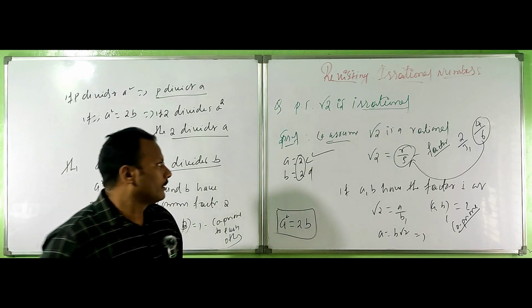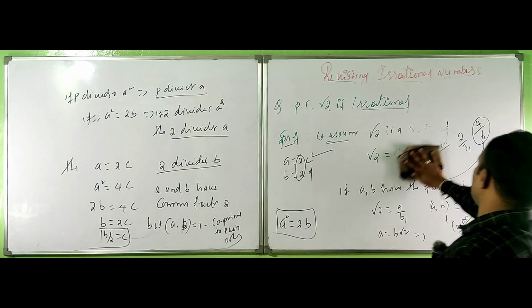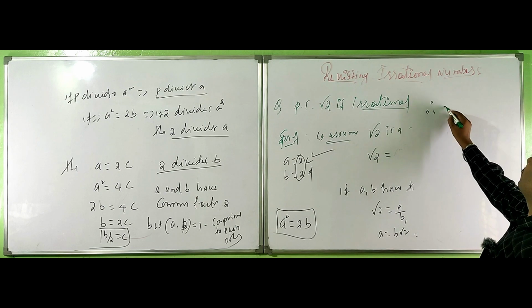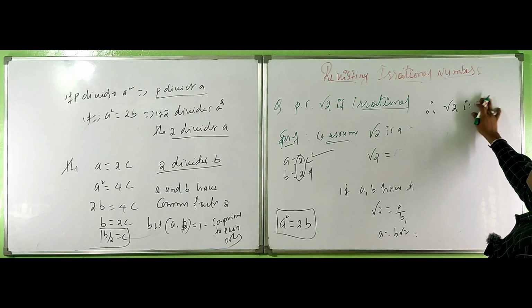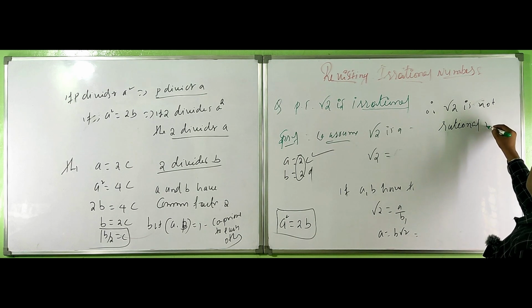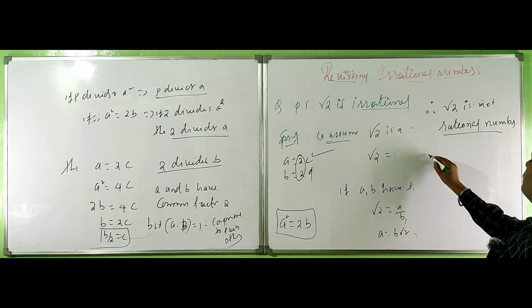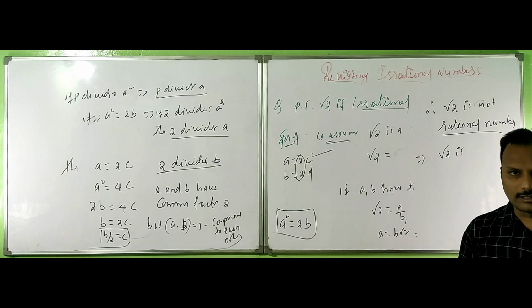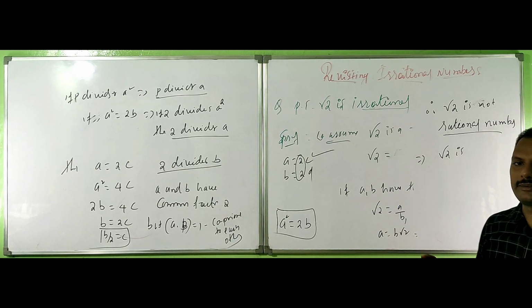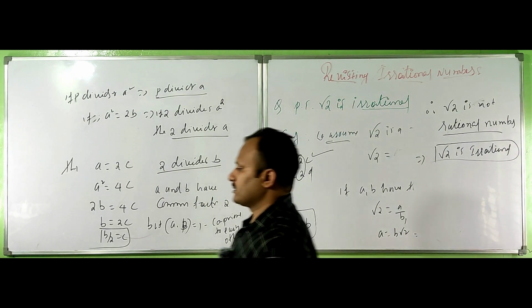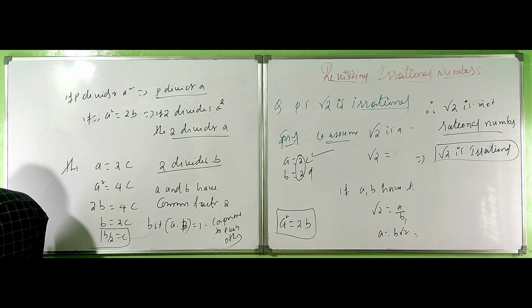Okay. Therefore, we can tell here the conclusion. Therefore, root 2 is not a rational number. First write this one. Therefore, it implies that if it is not a rational number, it must be an irrational number, because a rational number can be written in the form of p by q, right? Irrational. Okay. Another same example is for root 3.